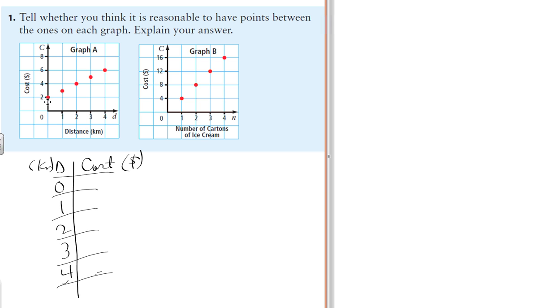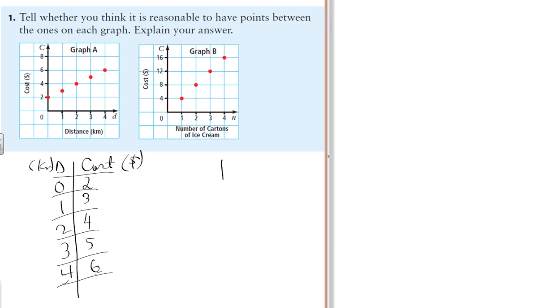And my cost, if I look here, when the distance was 0, the cost was $2. This might be a taxi ride. If you go 0 kilometers in a taxi, just the taxi alone is going to cost you $2. Now, if you go 1 kilometer, it's kind of between the 2 and the 4, which means it's $3. At 2 kilometers, it goes up to $4 and $5, and if you look at 4, it's $6. So that's our table of values for the first question.